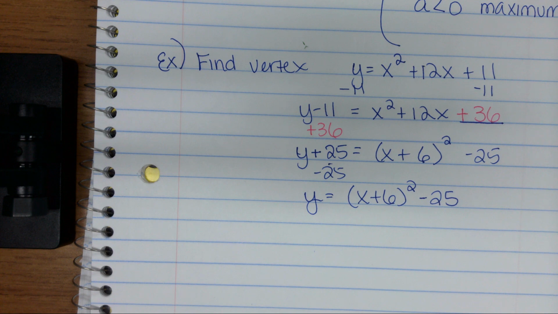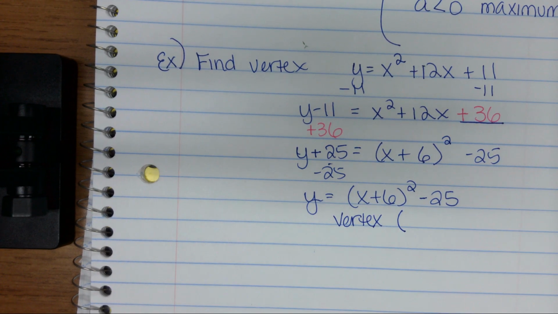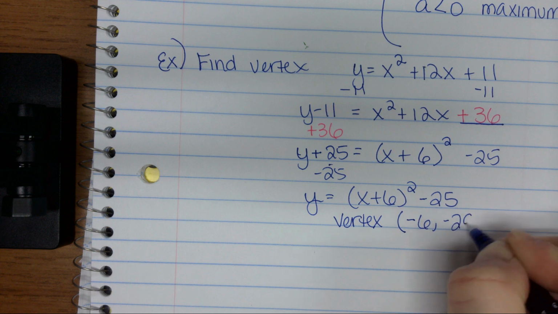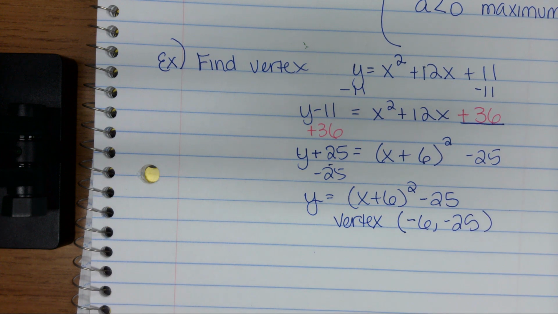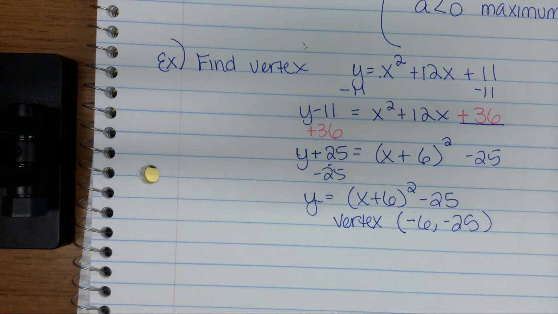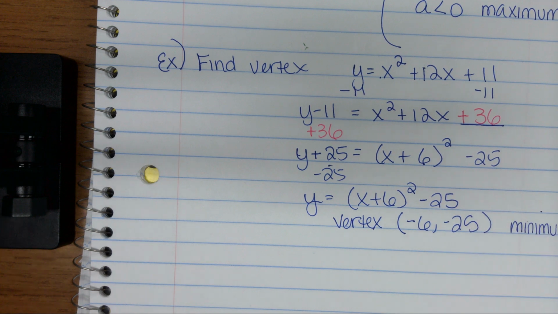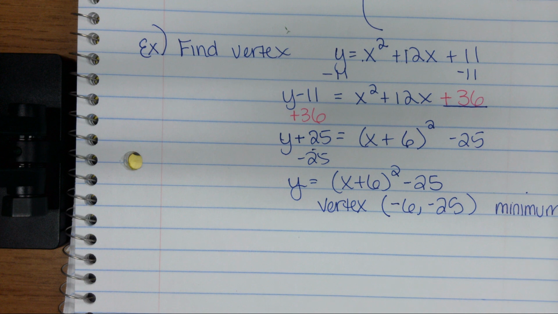So then the question was find the vertex. So let's identify the vertex. Remember that thing about x being a liar because it's x minus h. So this would be -6, -25. And then the question, is this a minimum or a maximum of the graph? Minimum. Okay, this is a parabola opening up, so the vertex is going to be a minimum. Okay, were there any questions on any steps so far?